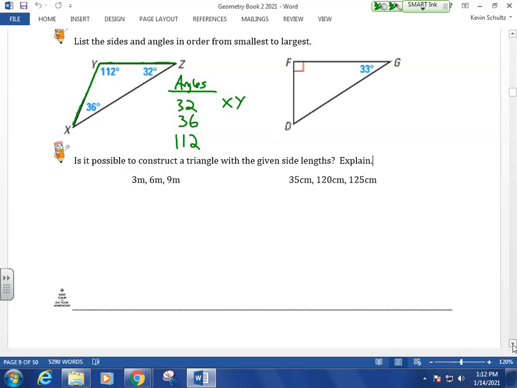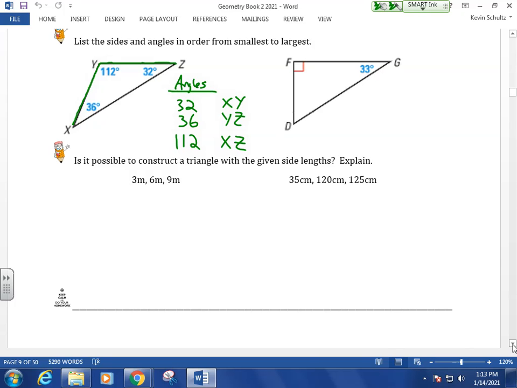The middle length side will be opposite our middle angle, opposite 36 degrees is YZ. That's going to be our medium side. Kind of messed up that Z there. Let's try that again. And then our longest side, opposite our largest angle, XZ being opposite our angle of 112, our largest angle, that's going to be our longest side.